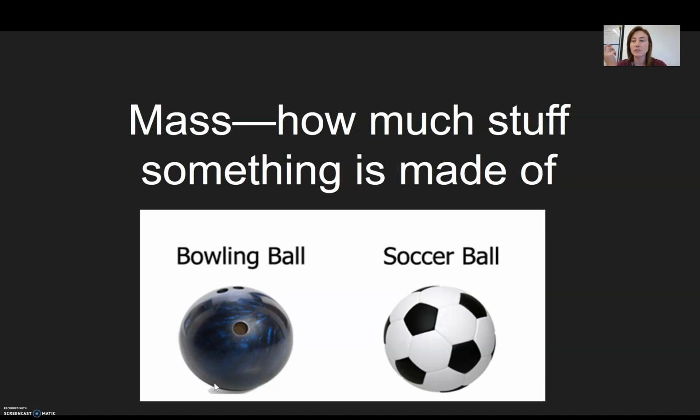Mass is how much stuff something is made of. So for example, a bowling ball, it's a lot heavier because it's made of more stuff. It has more mass. There's more molecules that make the bowling ball. A soccer ball, it's still made of stuff. It's just made of less stuff. There's a lot of air in the soccer ball, so it has less mass than a bowling ball.